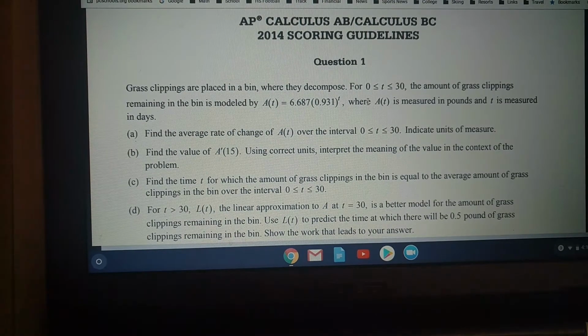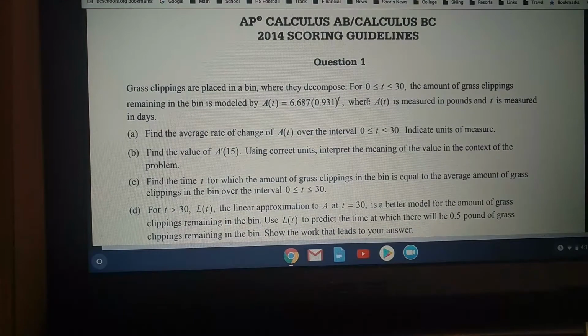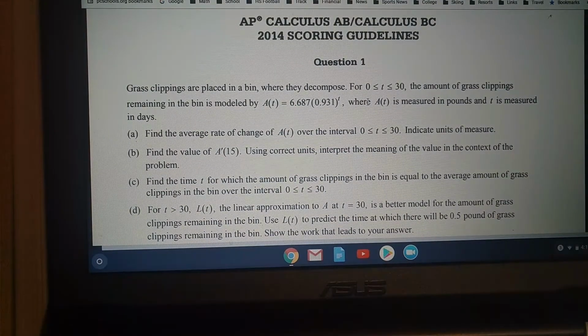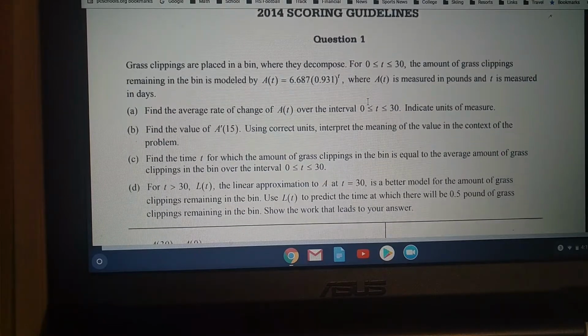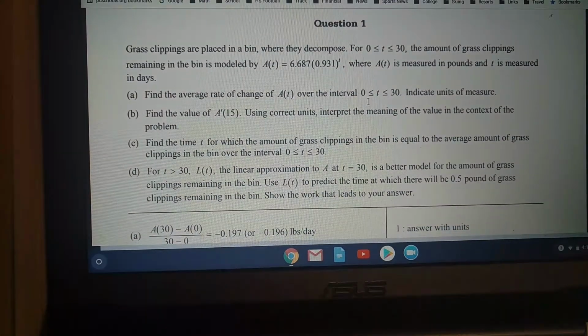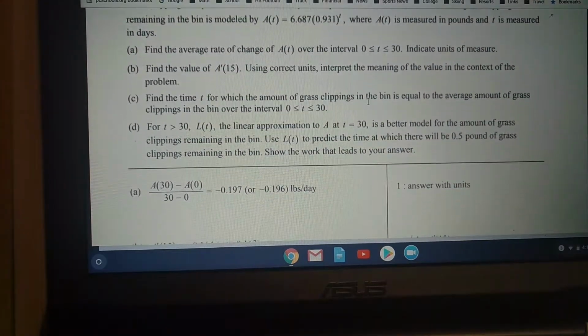So first we are calculator active, and this is a question that works for both BC and AB content. So we have our famous grass clippings one. This is one that's pretty well known. And so let's look at how it should be scored.